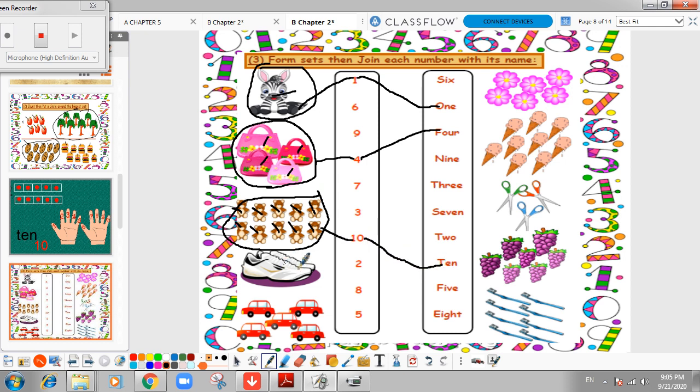And how many shoes here I have? I have 1, 2, 2 shoes with the same kind. So I will put them on one set. And I will match these two shoes with number 2. And who can remind me how can I write 2 in letters? Great job. T-W-O, 2. So I will match number 2 to its name.